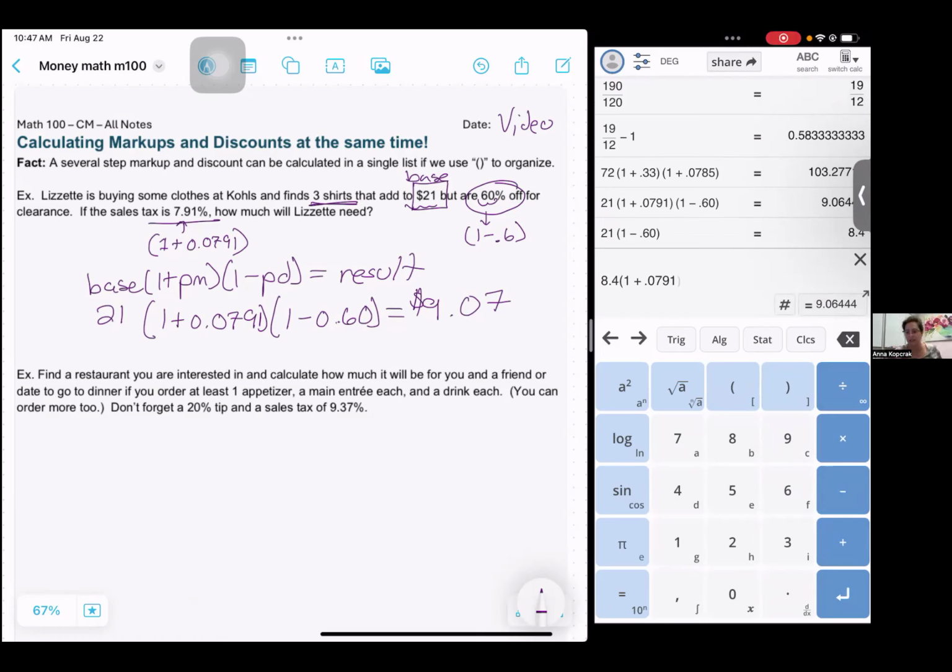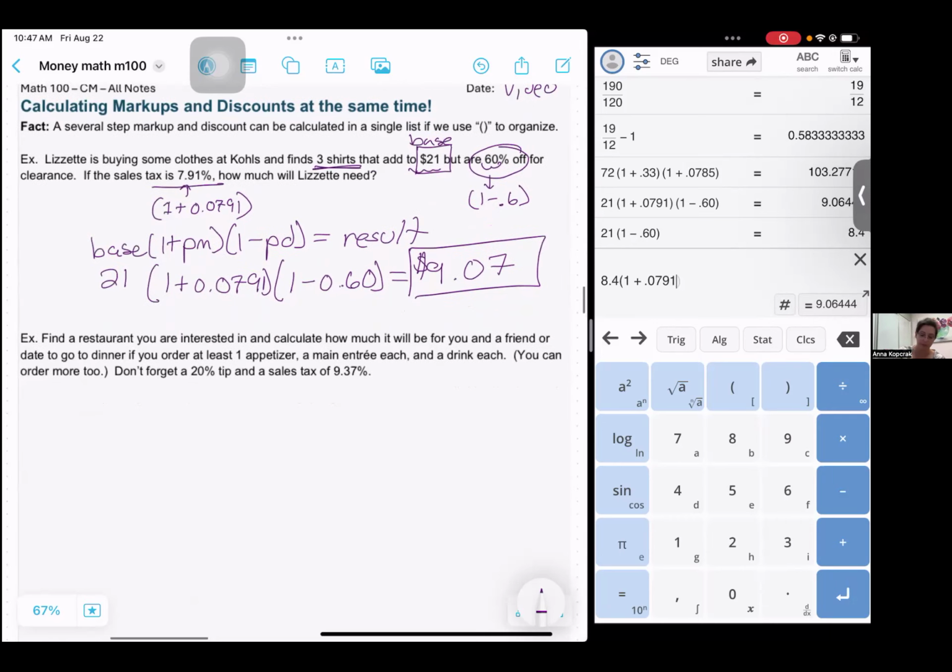Okay? This is a very important one to me. A very important idea when it comes to discounts and markups, because some companies will say, hey, take a pay cut now, get a pay raise later, and you don't end up where you started before. Okay? That's very, very, very important.